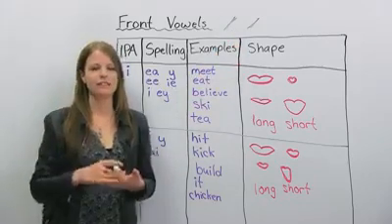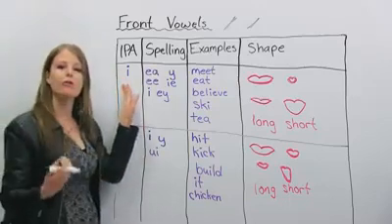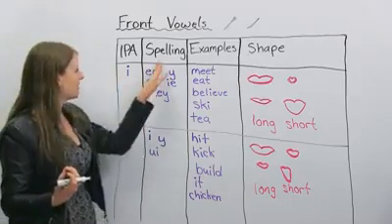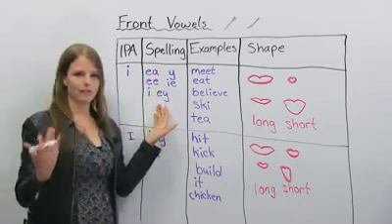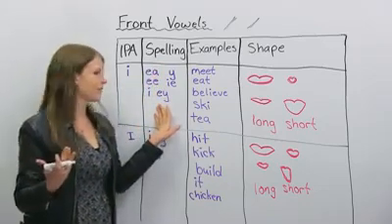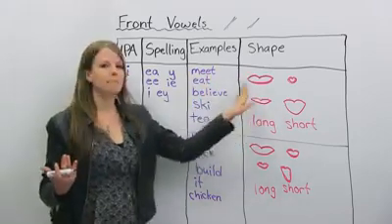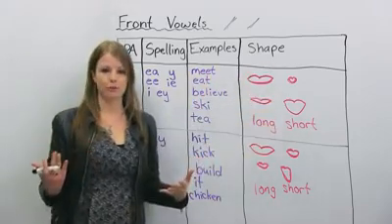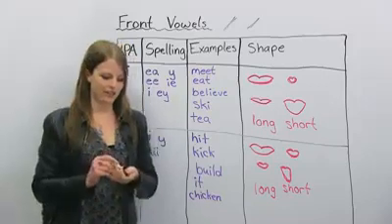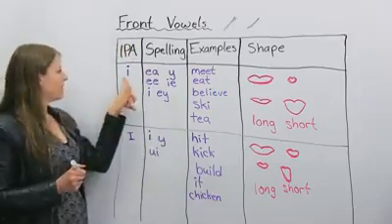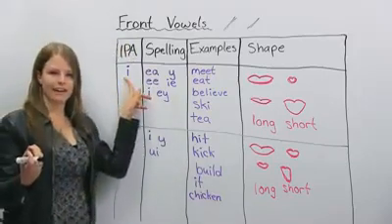So I'm going to teach you about the IPA, which shows you how to pronounce a word. I also have here the spelling, which, if you look in the dictionary, is also there. I have examples of the word, and then I have what your mouth should be doing to pronounce the word. Okay, so let's get started. The first sound is in the International Phonetic Alphabet.